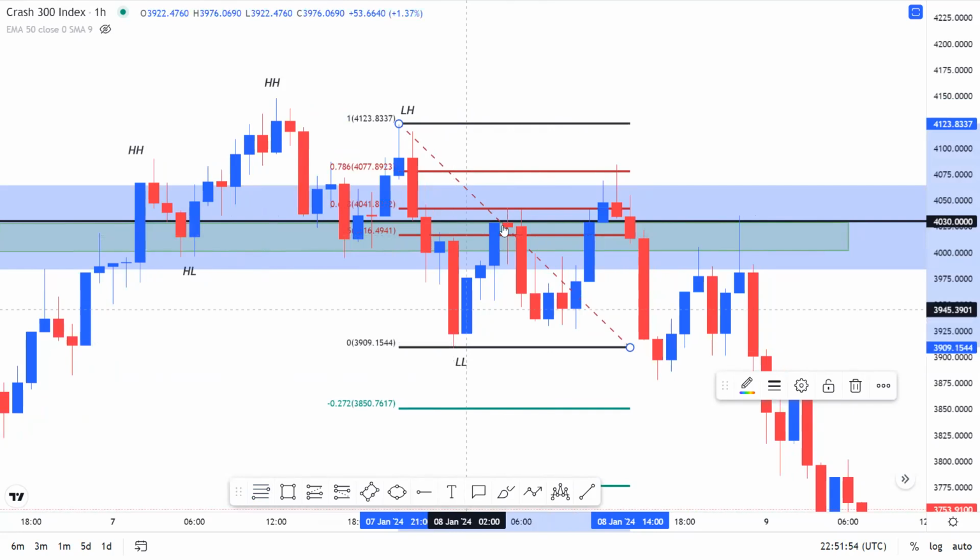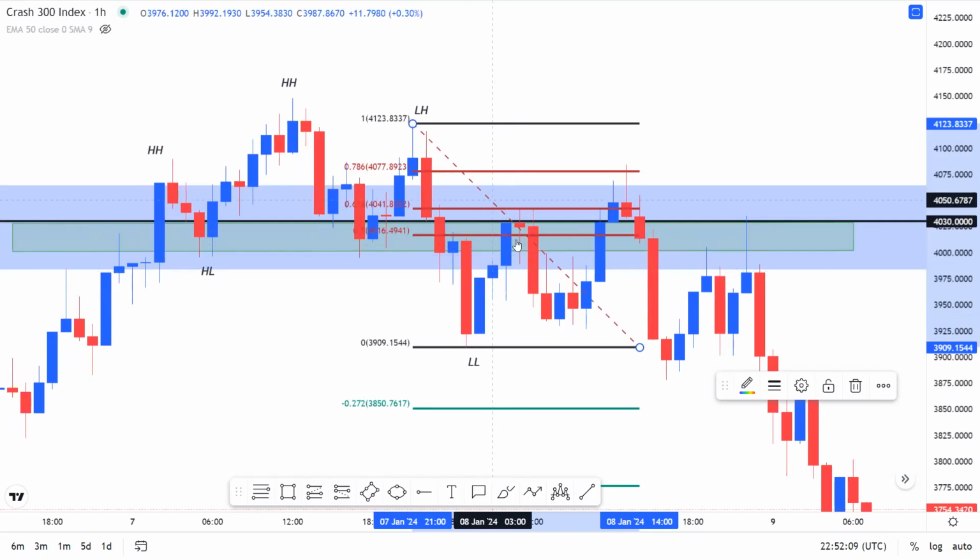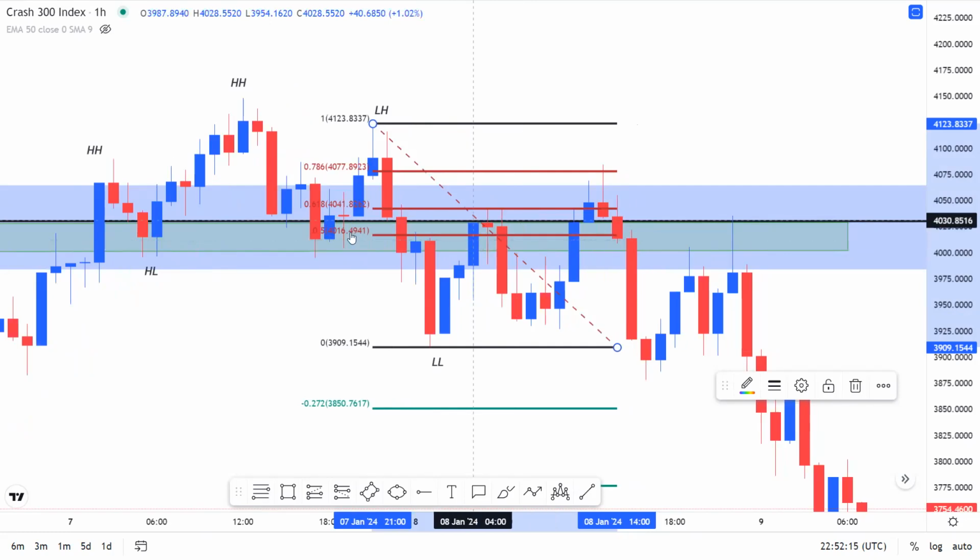So we had the nice pullback, not only coming to retest the neckline of the head and shoulder pattern, where I certainly was looking to go in for sales. Also in confluence with the level being the neckline of the head and shoulder pattern is present the 50 reversal fib level, just right at the level, being a case of a perfect confluence.